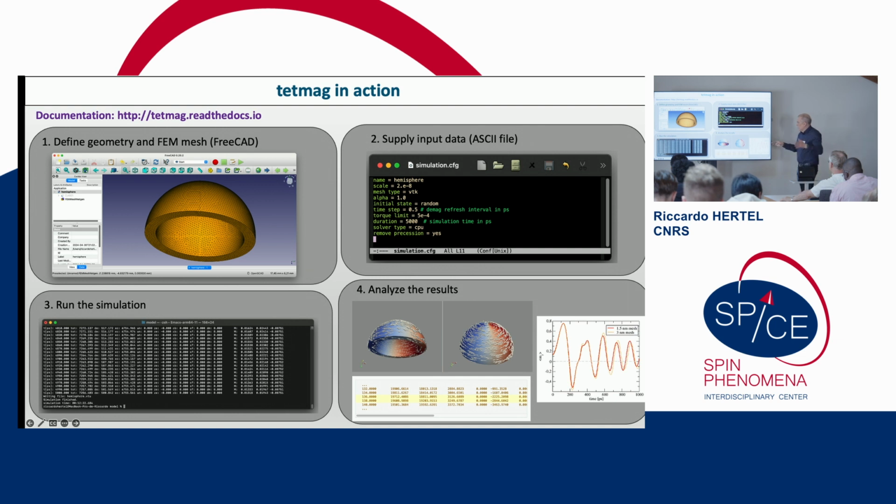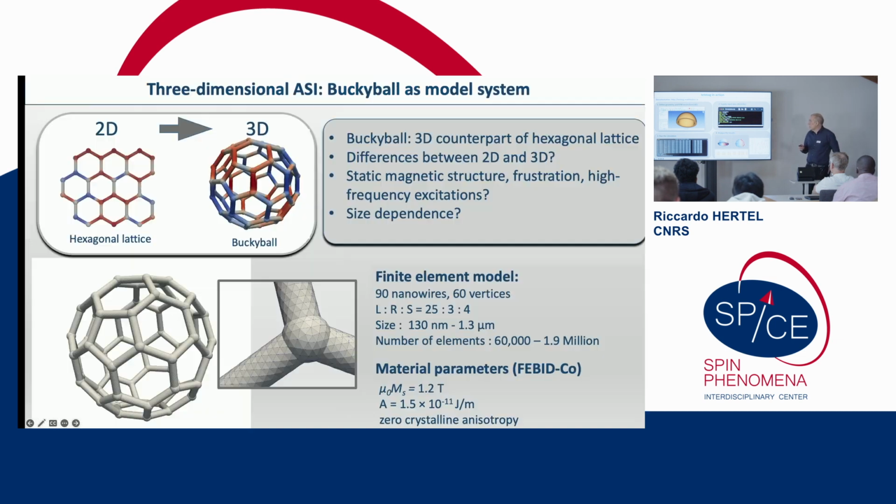Just to give you, I'll get back to the buckyballs very soon. I just want to show you how this looks in practice. You define a geometry, in this case, say a hemispherical shell, which you can do quite easily with CAD codes like the open source FreeCAD software. Then the input data is provided through simple ASCII files, and then you can run the simulation, which outputs some intermediate data to check that everything's okay. And in the end, you can visualize the magnetic structures and analyze the evolution in time of these processes. So if you're interested, please have a look at this and contact me if you have any problems or questions. I'll be happy to address these.